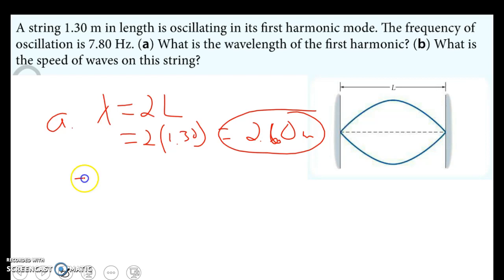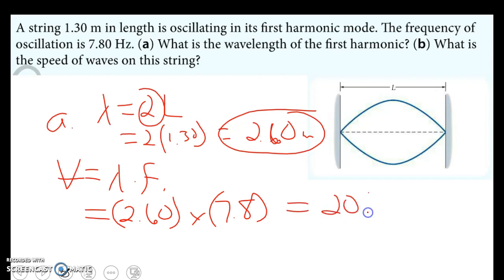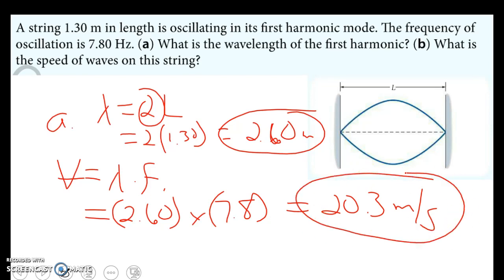To find the speed, wavelength times frequency. Since we solved for wavelength, we just take 2.6, or 2L, and we multiply it by our frequency of 7.8. And we get a speed of 20.3 meters per second. And that's the speed of our standing wave. Okay? So for the first harmonic, we can find wavelength, and we can find speed.